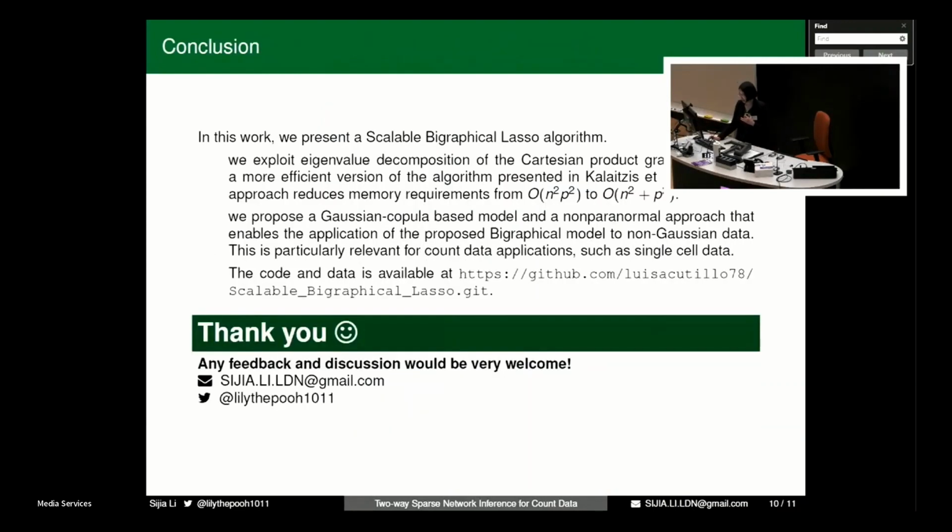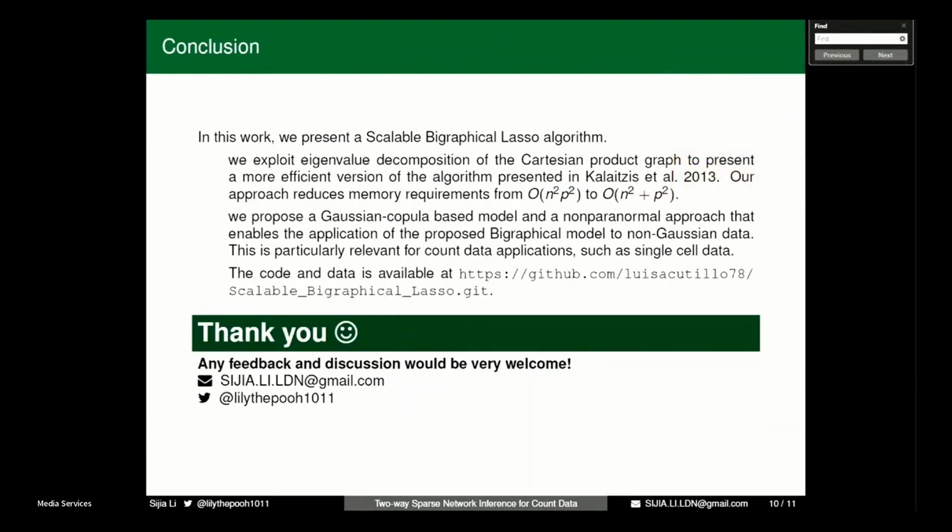So in summary, we exploited the eigenvalue decomposition to present a more efficient version to simultaneously infer the structure in both rows and columns in a data set, and we do it very efficiently. We proposed this using the nonparanormal approach to make it easier to process count data. And we have code and data available online, and you are very welcome to read our paper.